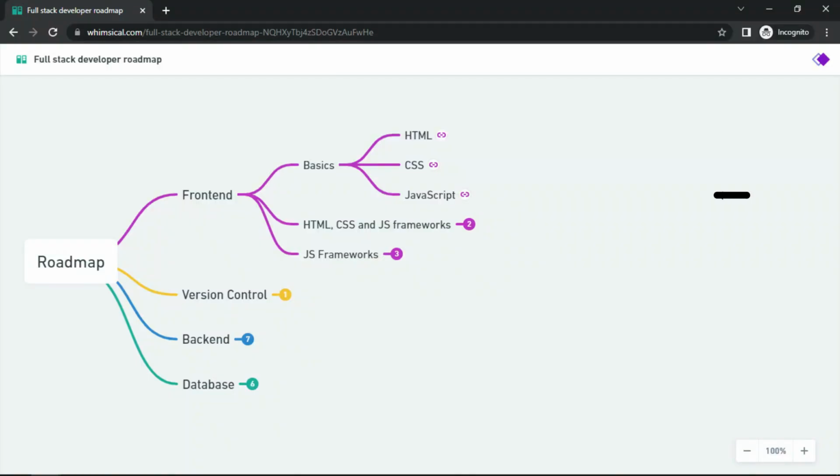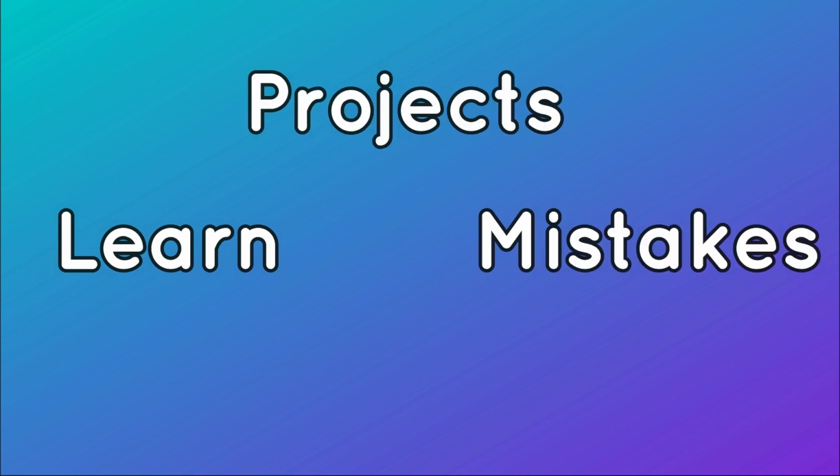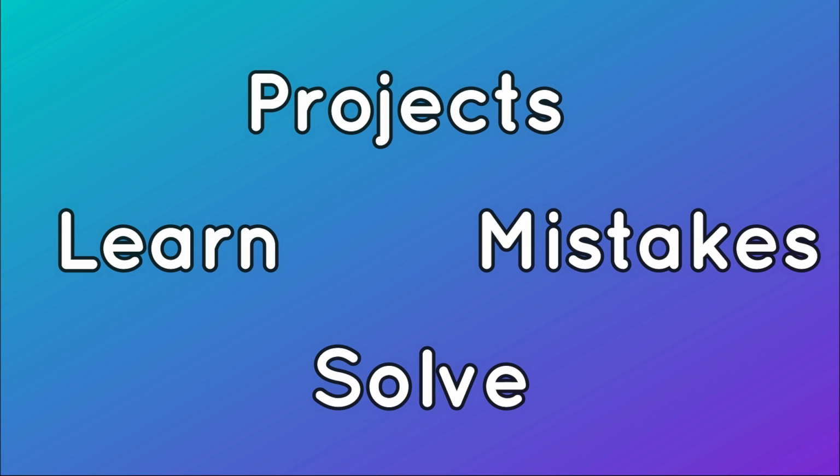Then you have to learn about JavaScript. Now there are a lot of things to learn in JavaScript, but initially you don't have to learn all of them. Just learn some topics, create projects, make mistakes, find solutions and learn again. Basically, this is the thing you have to follow while learning full stack development.